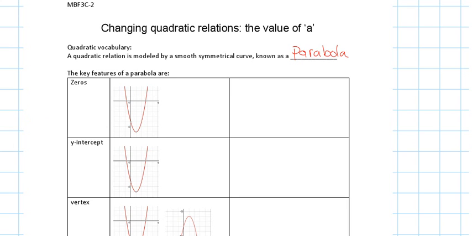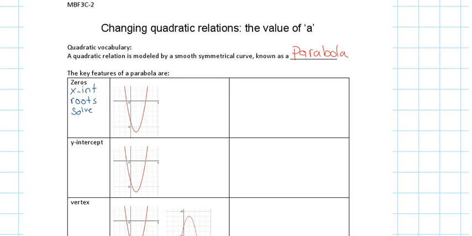The features that we're going to look at, and we're going to have to know how to identify these features, we start with the zeros. Okay? There are multiple names for the zeros. They could ask you to find the zeros, the x-intercept, or the roots. This is another name for it. They could ask you to solve. If they're asking you to find any of this, they're asking you for the zeros.